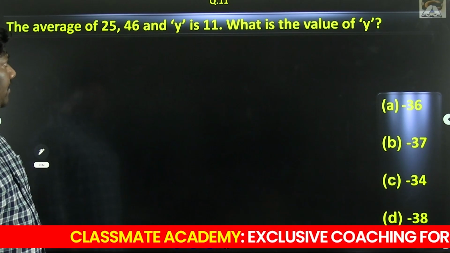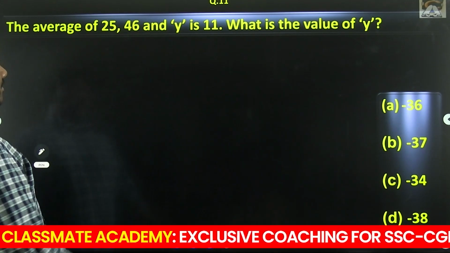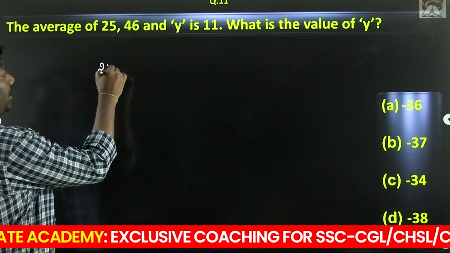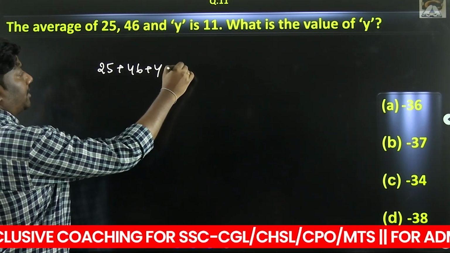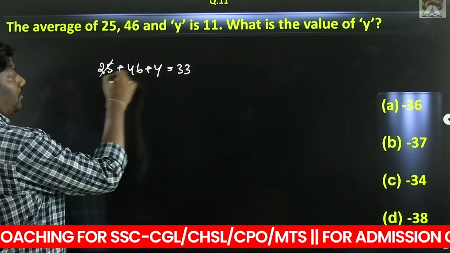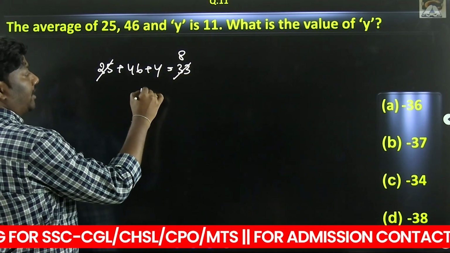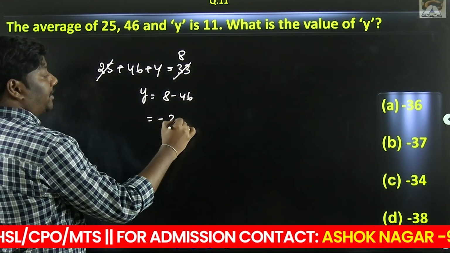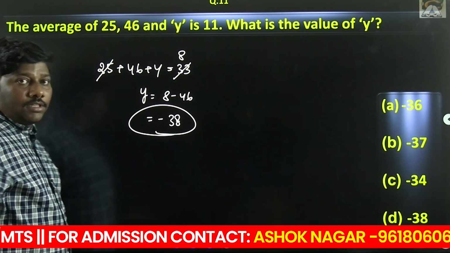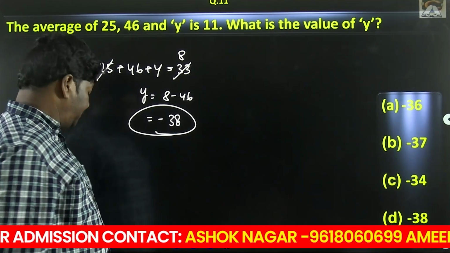The average of 25, 46 and y is equals to 11, which means the sum 25 plus 46 plus y is equals to 33. 25 to 33 means 8 left. Y is equals to 8 minus 46, which is equals to negative 38. It's a simple sum. This one is also one of the easiest questions given.